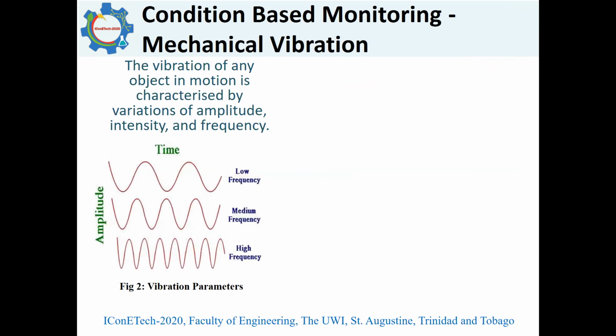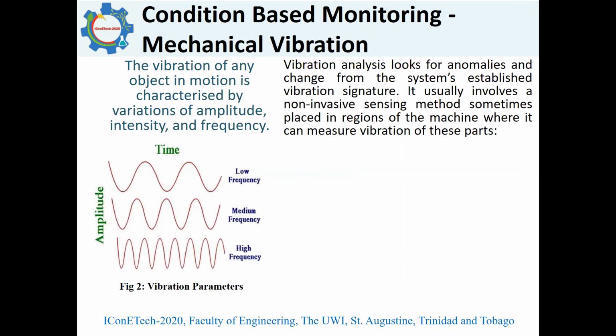So, mechanical vibration. The vibration of objects in motion is characterized by the amplitude, the intensity, and the frequency. To do vibration analysis, we have to look for abnormalities.